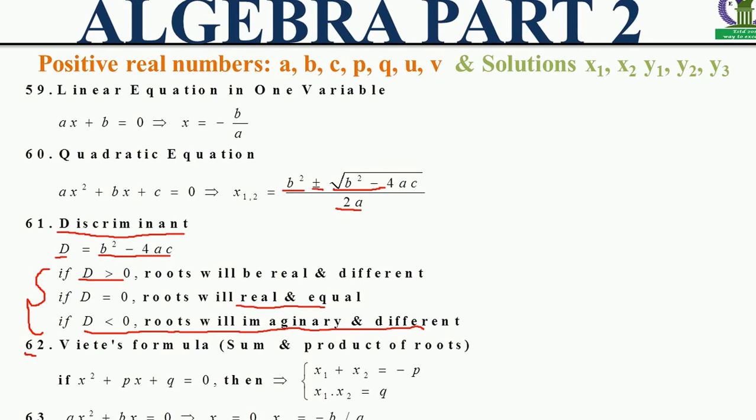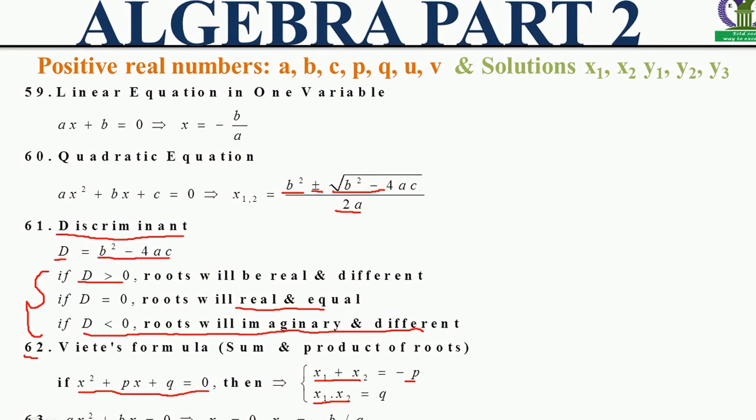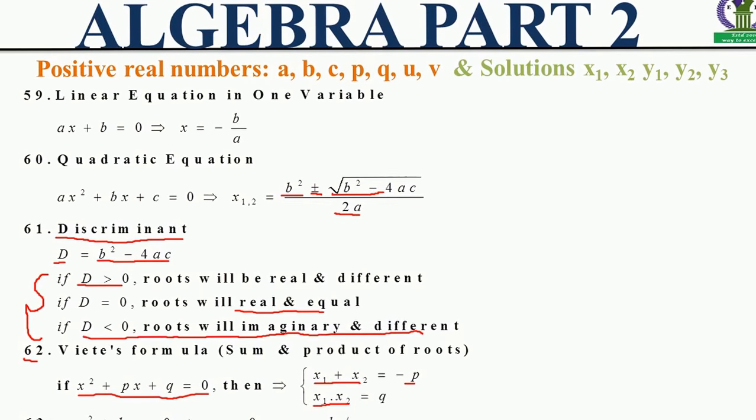Next is the 62nd formula, the sum and product of roots. If we have x square plus px plus q equals 0, then x1 plus x2, the sum of roots, equals minus p, and x1 into x2 equals q. It is similar to the equation ax square plus bx equals 0, then x1 equals 0 and the second root is minus b upon a.